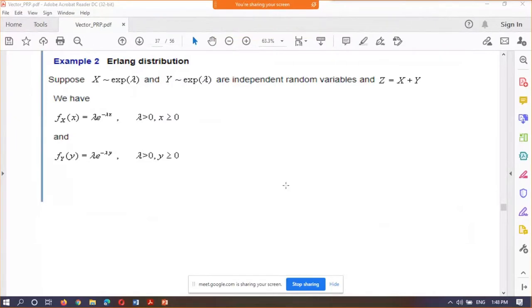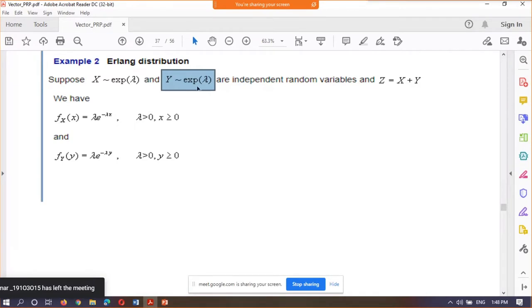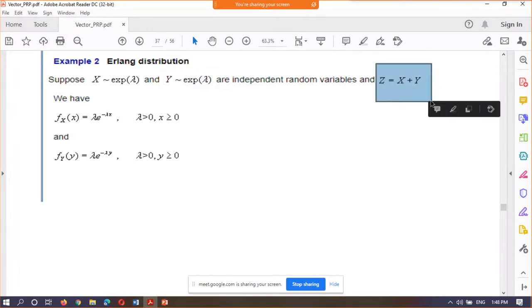Now we go to this distribution, where x is exponential with parameter lambda and y is also exponential with parameter lambda. So we have two continuous random variables, x and y, both exponential with parameter lambda. We have to calculate the probability density function of the new random variable z, where z is defined by x plus y.